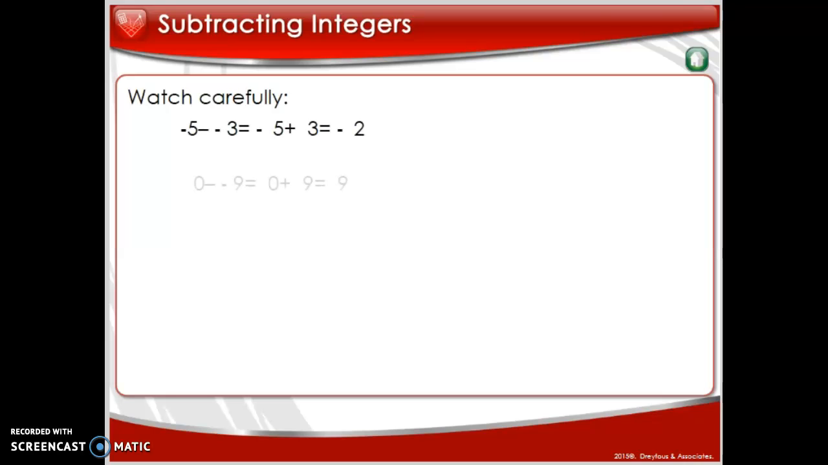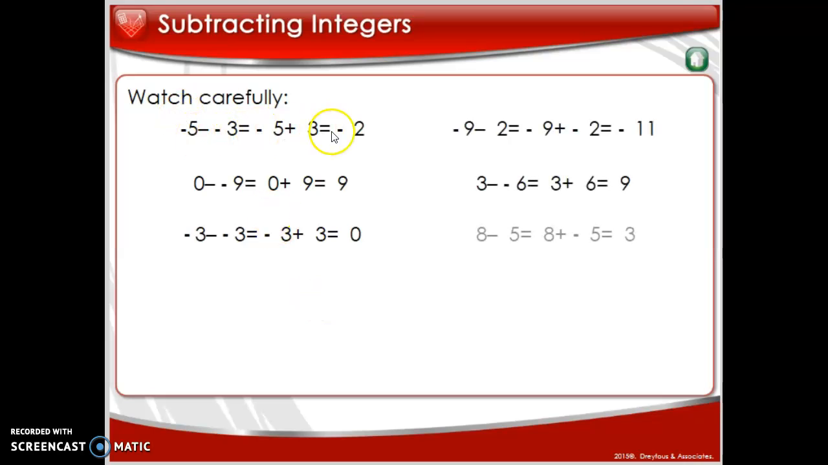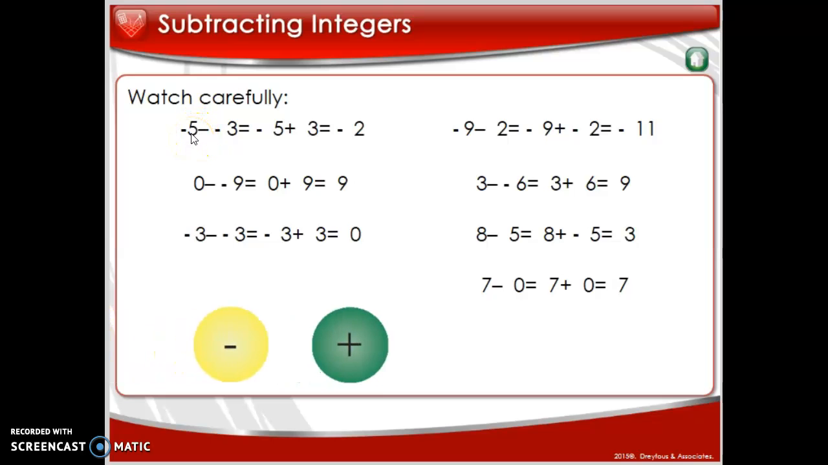Watch carefully. In these exercises, you have numbers with different signs. Look at this. Negative 5 minus negative 3. Change to an addition and negative to positive. Make the subtraction and it's negative 2 because negative 5 has the greatest absolute value. Okay, the greatest absolute value is negative 5.